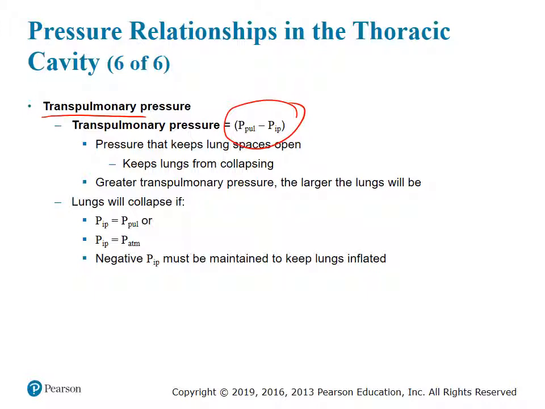This difference in pressure actually keeps the lungs open and keeps the lungs from collapsing completely. Because as we expire, the lungs will reduce in size greatly, but they won't completely collapse. There will always be a little bit of air left over, and there will always be some sort of pressure, and that's what we call the transpulmonary pressure. The greater the transpulmonary pressure, the larger the lungs will be.